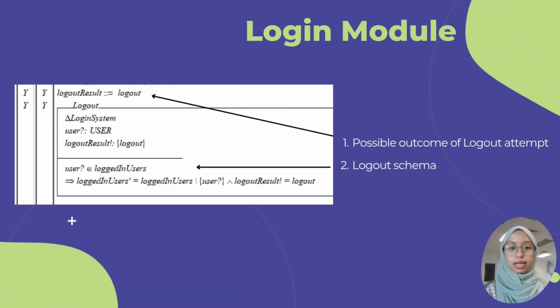For the logout schema, it allows users to log out from the system, where it removes the user from the login list and returns logout. So in conclusion, this login module controls how users log in, verify their hostel status, specifically for students, and log out of the system.